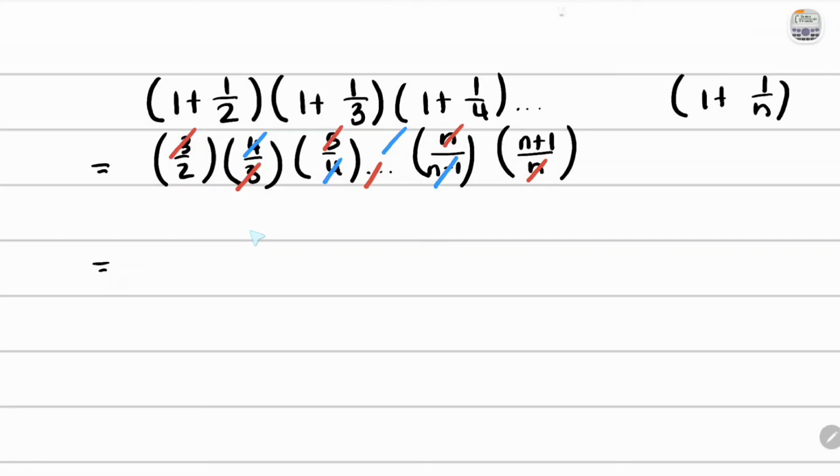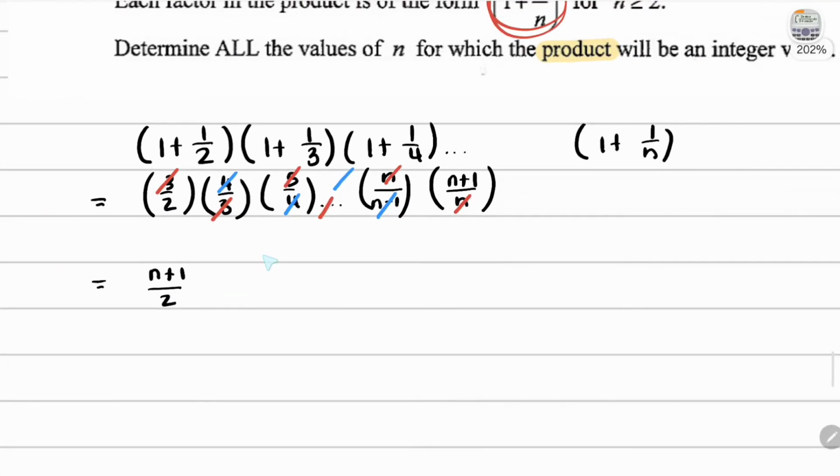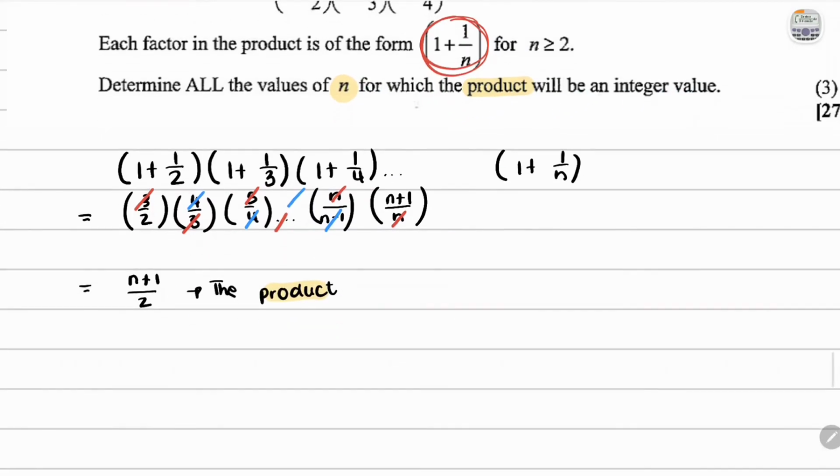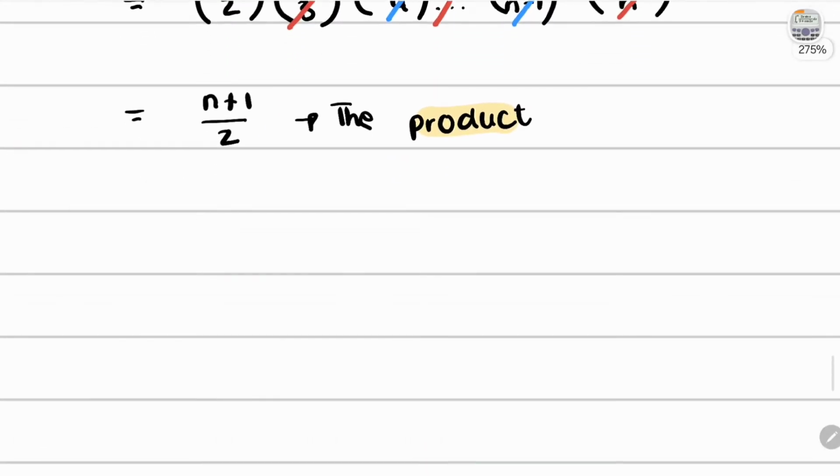So if we rewrite this, all we'll have left is n plus 1 in the numerator, and in the denominator, the only thing that would not cancel would be the 2. So this is in fact the product. Now the main question is to determine all the values of n for which the product will be an integer value. So for which values of n will this remain an integer value?